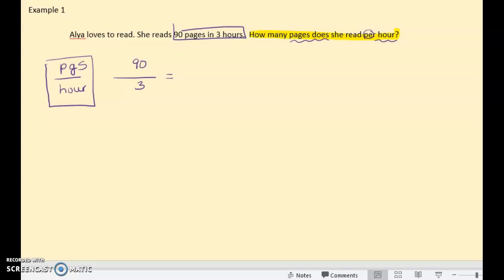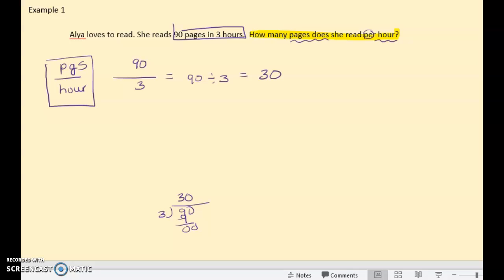So if you have a calculator, you're going to type in 90 divided by 3, or you could do it longhand like this. And you see that 3 goes into 9 3 times. 3 times 3 is 9. And when we subtract, we get 0, and 3 goes into 0 3 times. So 90 divided by 3 is 30. So this is our numerical answer, right?